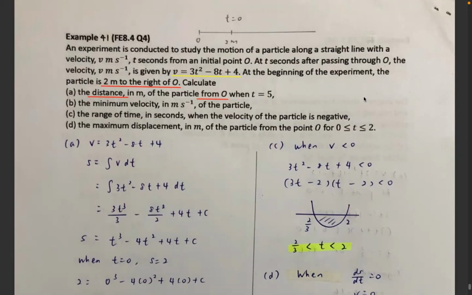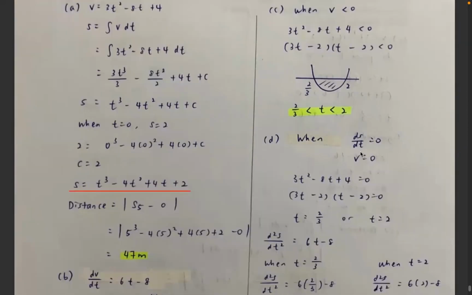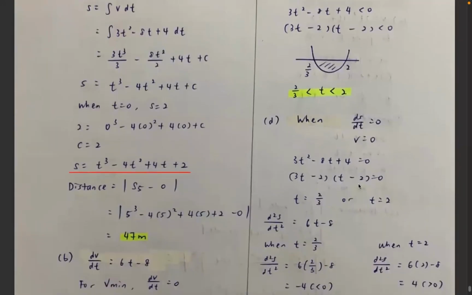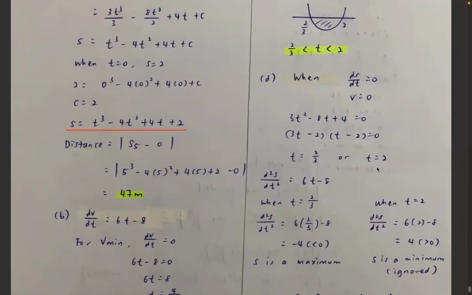D. Calculate the maximum displacement of the particle from the point O for t between 0 and 2. For maximum displacement, ds/dt will be 0. So I write ds/dt equals 0, and ds/dt is actually v. The velocity function is given, so we substitute 3t squared minus 8t plus 4 here and let it be 0. After factorization, we have two answers for t.